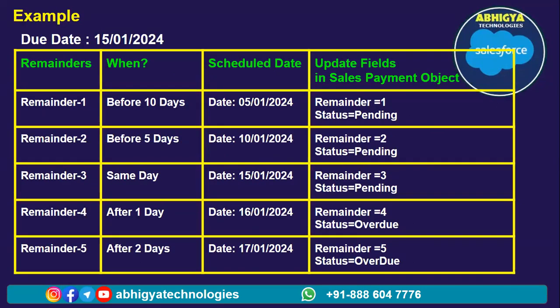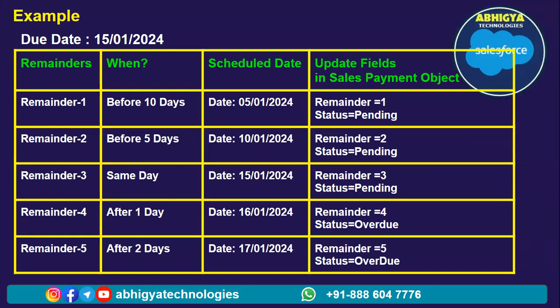For example, the due date is the 15th of January. Here we send a total of five reminders. Out of the five reminders, the first reminder we send 10 days before the due date. We update it as reminder one and the status is pending in the sales payment object. Reminder two we send 5 days before, if the payment is still not completed.